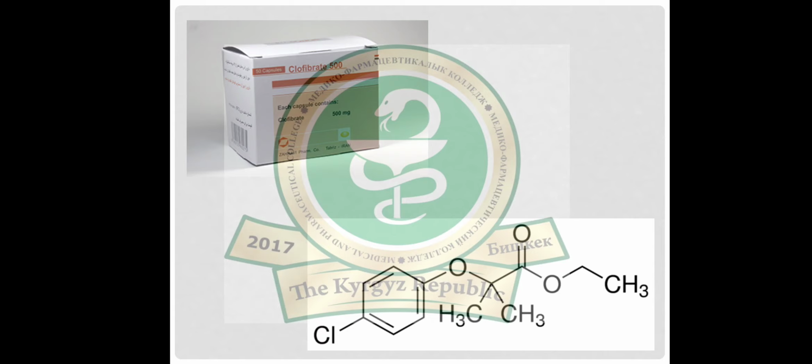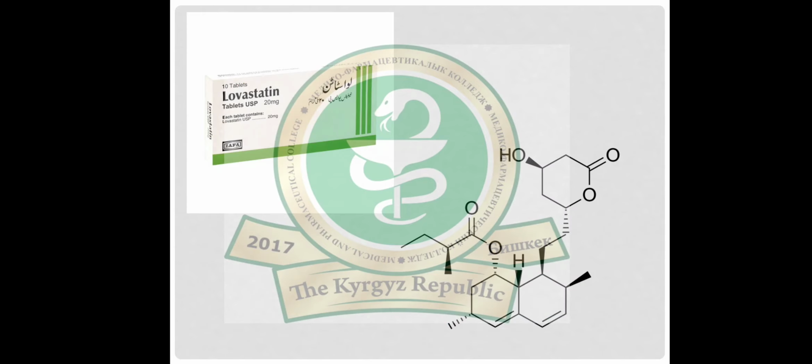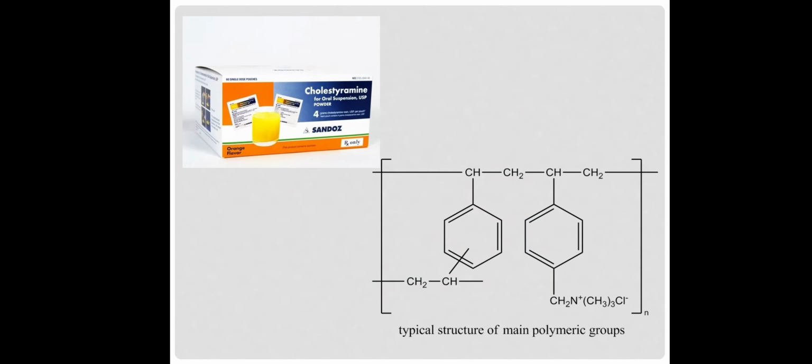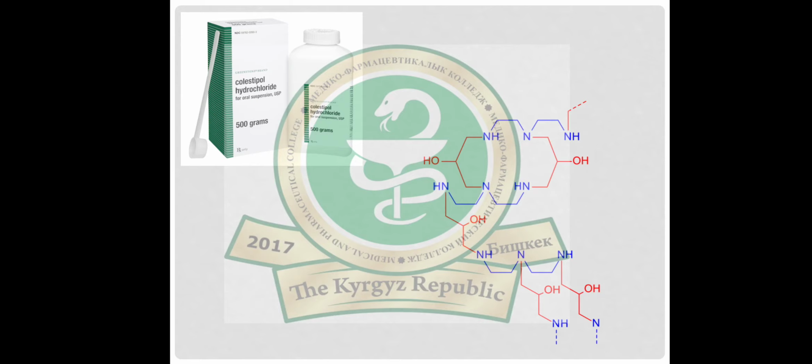Here you can see clofibrate and its structure, which is a fibric acid derivative, and this one is lovastatin, which is an HMG coenzyme reductase inhibitor. Here is cholestyramine. This one is cholestyramine hydrochloride.